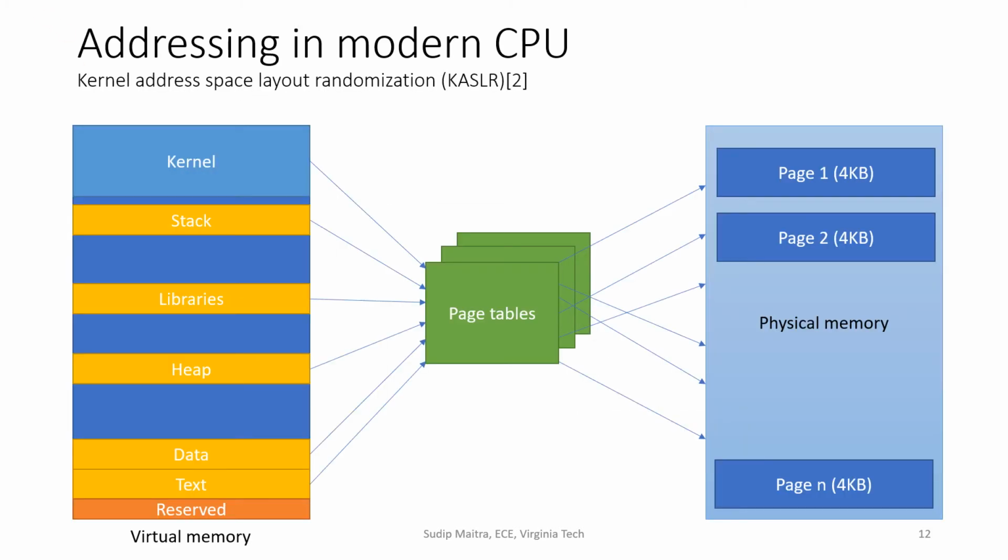Let's talk a little bit about how addressing works. Each process in a computer maps the entire physical memory along with the kernel into a virtual memory. The physical address is banked in 4 kilobyte pages and mapped to virtual memory using page tables. KASLR is a technique to prevent side channel attacks by randomizing the start address of the kernel. This will become important later on in our presentation.